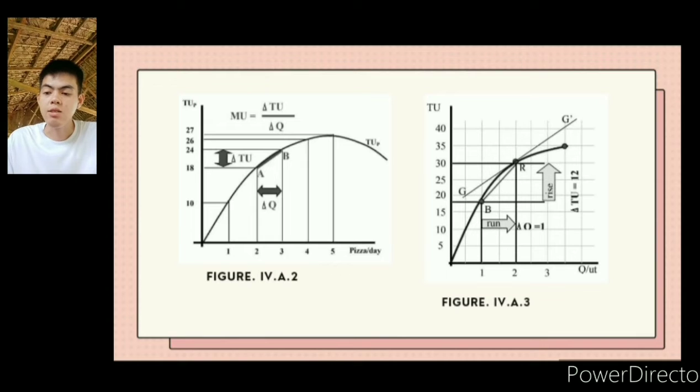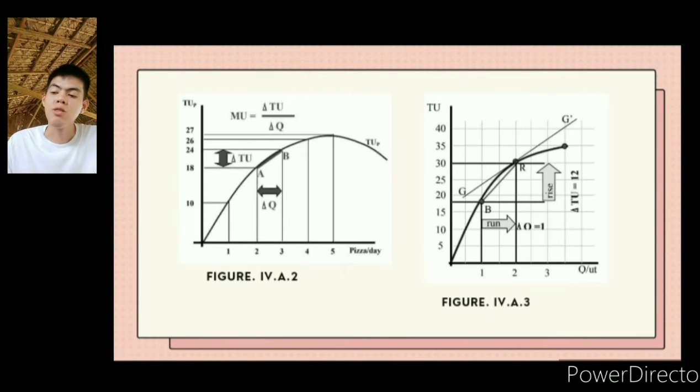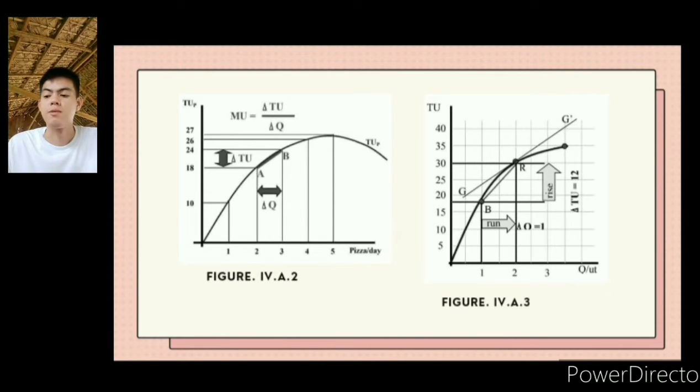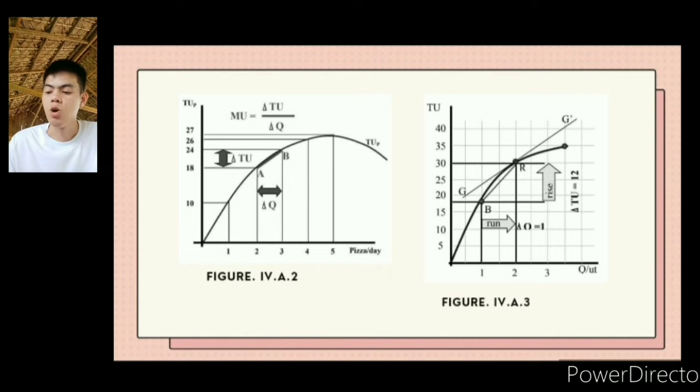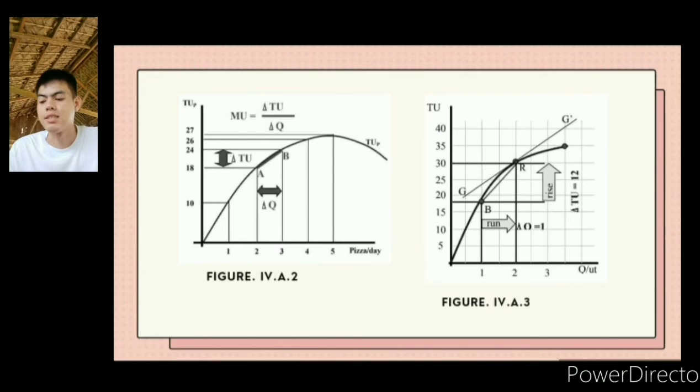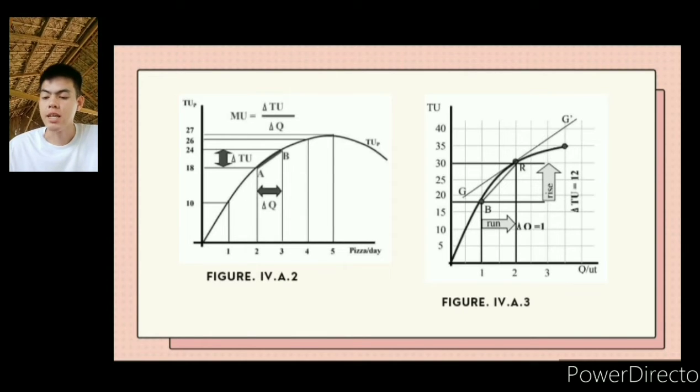Kung makikita natin dun sa figure, ang total utility ay nasa pagitan ng A and B points. The total utility of that is 6. Nakuha yun through subtracting the 24 and 18. Yun na nga yung kanina. And the slope, as we see, rise over run between point A and B is 6. Then let's proceed to another figure.